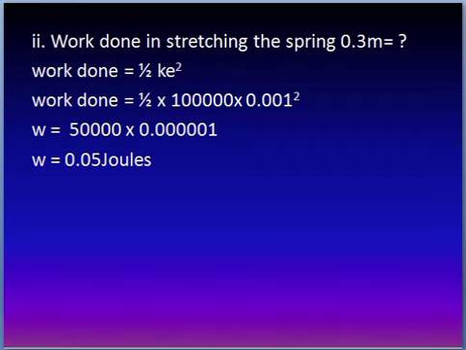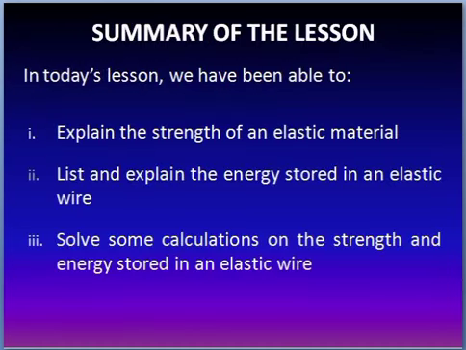So, by substituting the value of our force constant and our extension into this expression, we end up having our work done as 1/2 times 100,000 times 0.001 squared. When we divide 100,000 by 2, we end up having 50,000. And the square of 0.001 will give us 0.000001. So by multiplying both together, we end up having our work done as 0.05 joules.